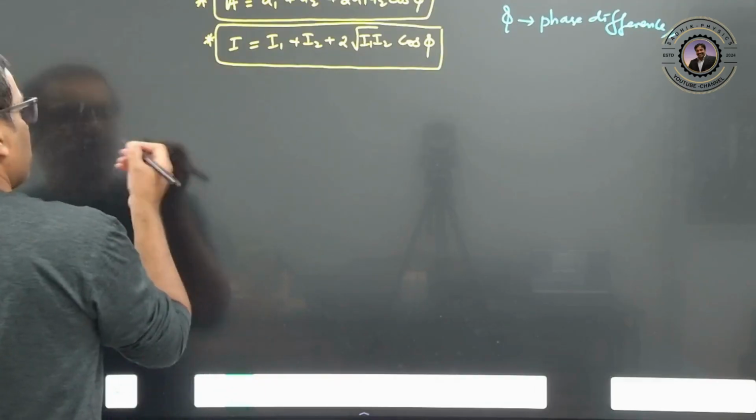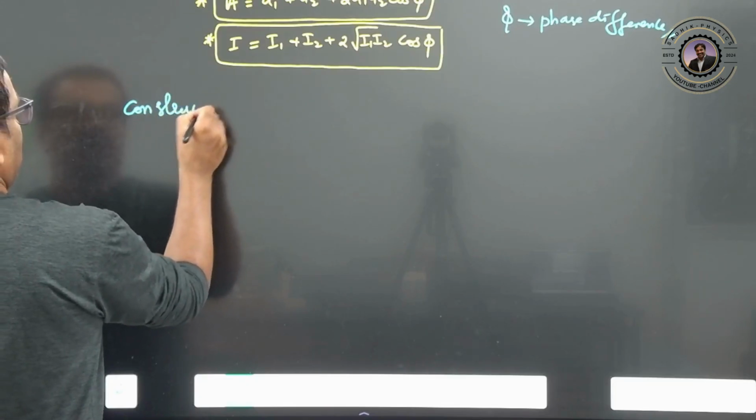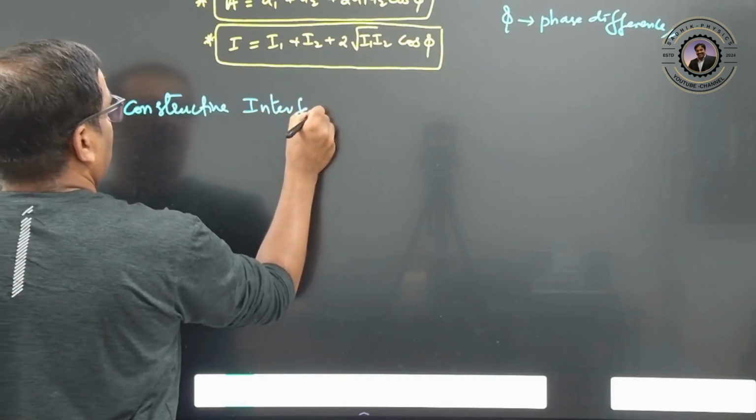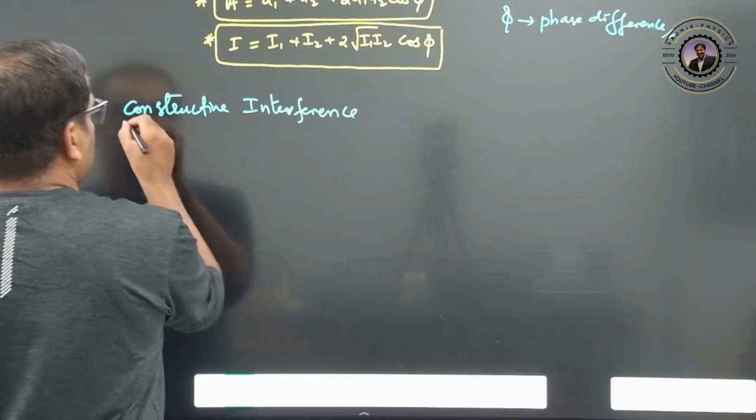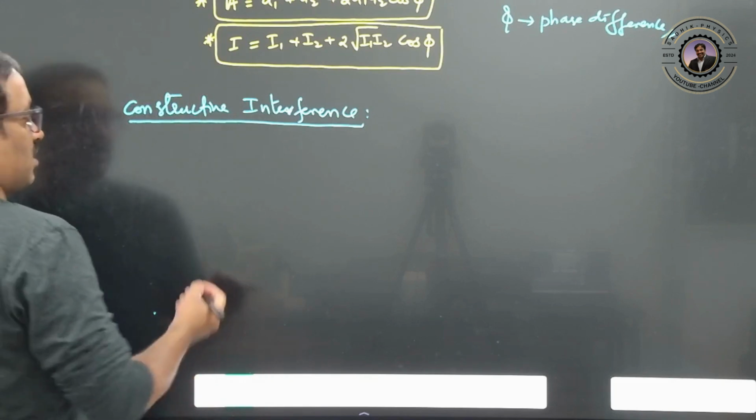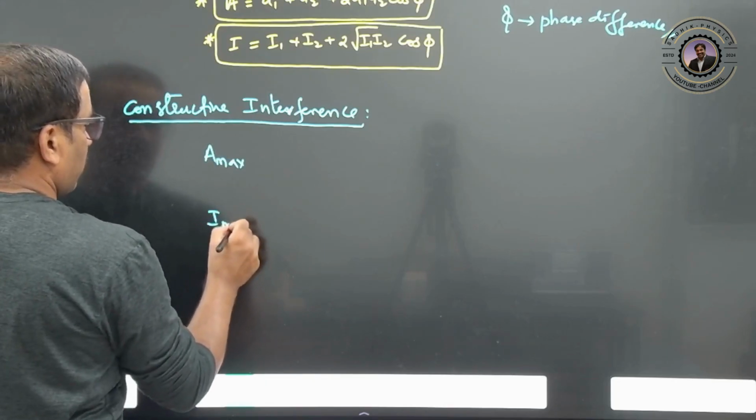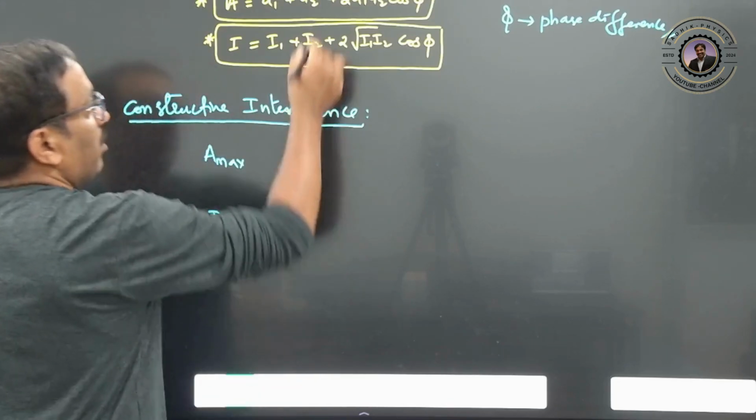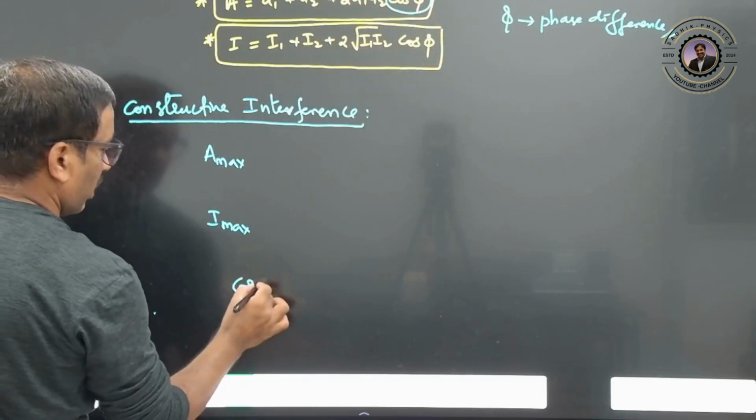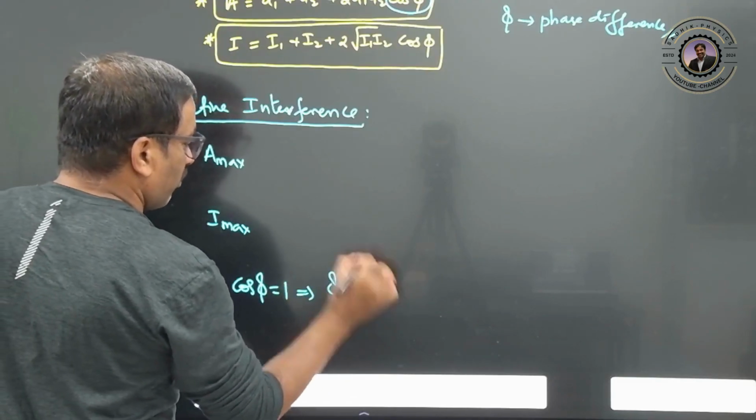One is maximum amplitude, which will create constructive interference. What is constructive interference now? That is nothing but where the amplitude will be maximum and the intensity also will be maximum. So when can it be maximum here? When this cos phi value is equal to 1. Cos phi value will be equal to 1. That means, what will the phi value be for it to be 1?